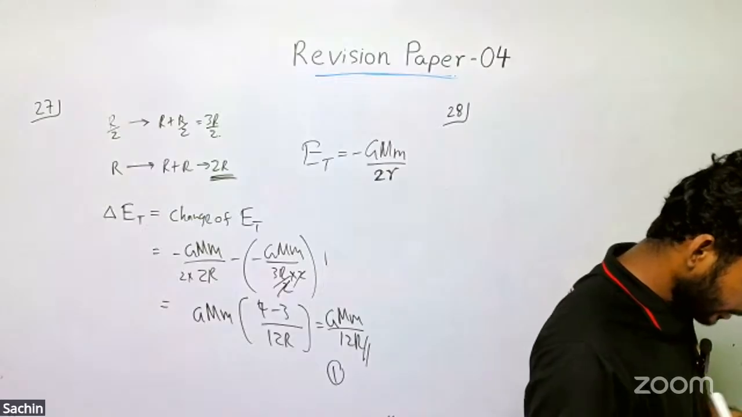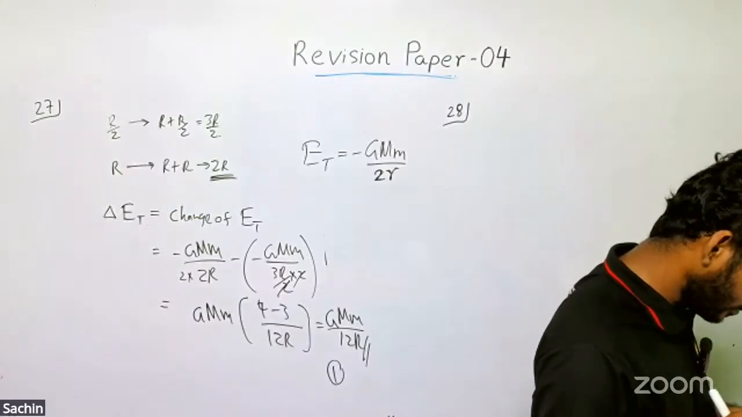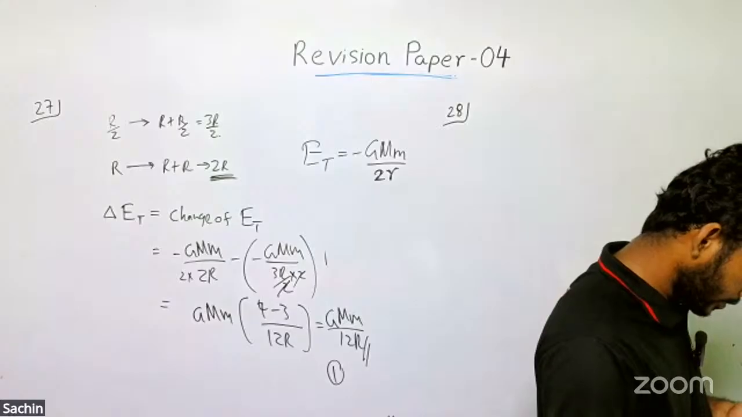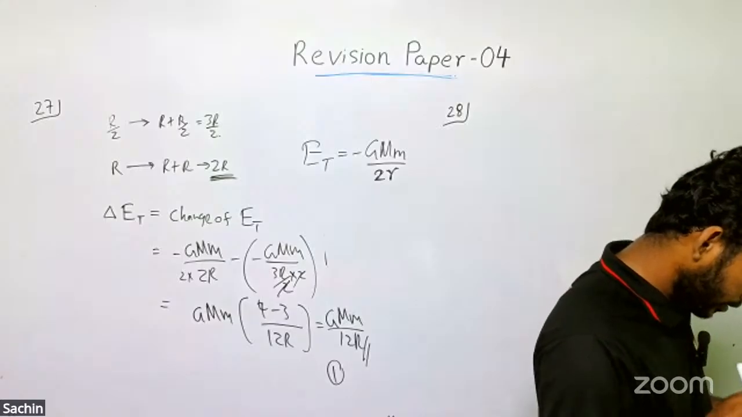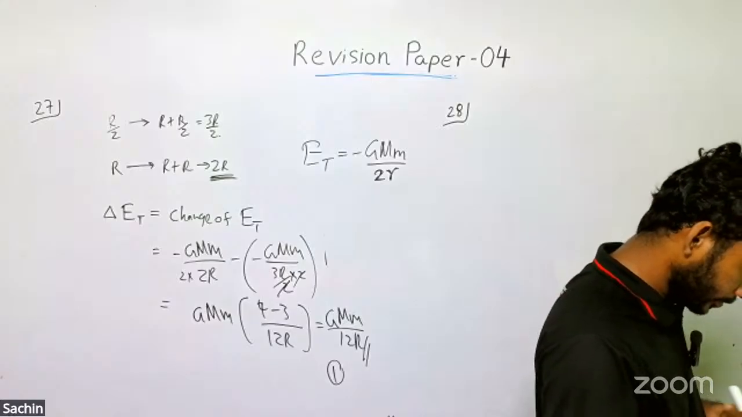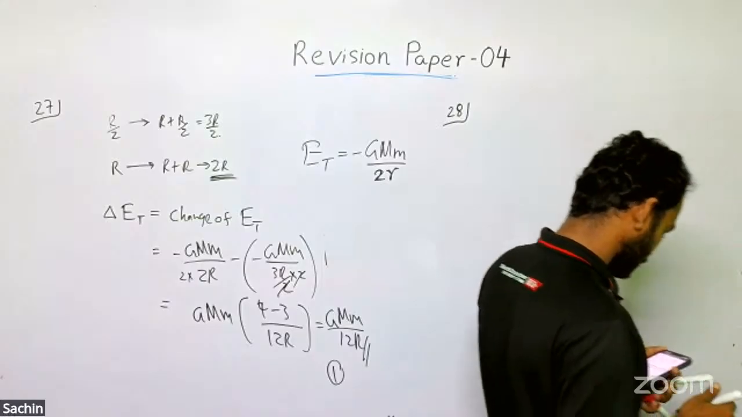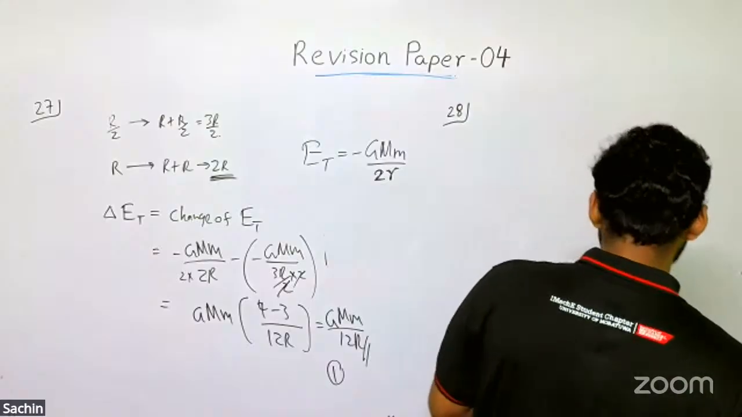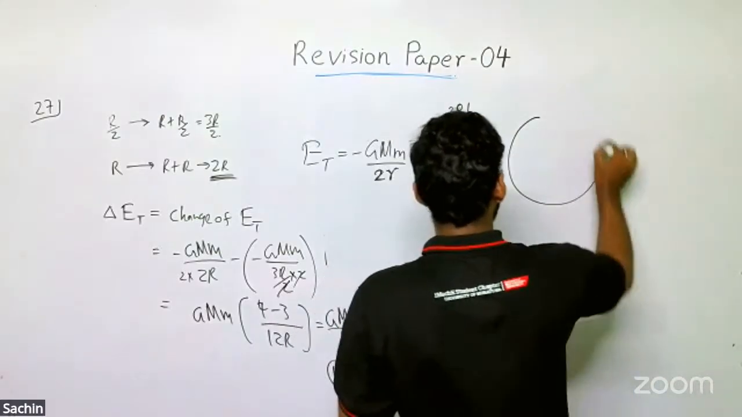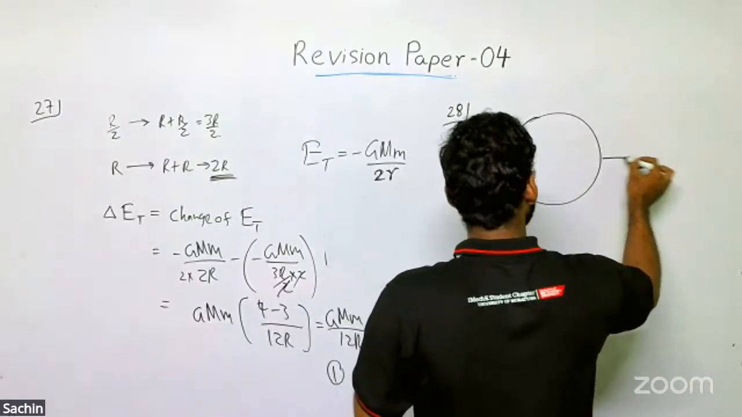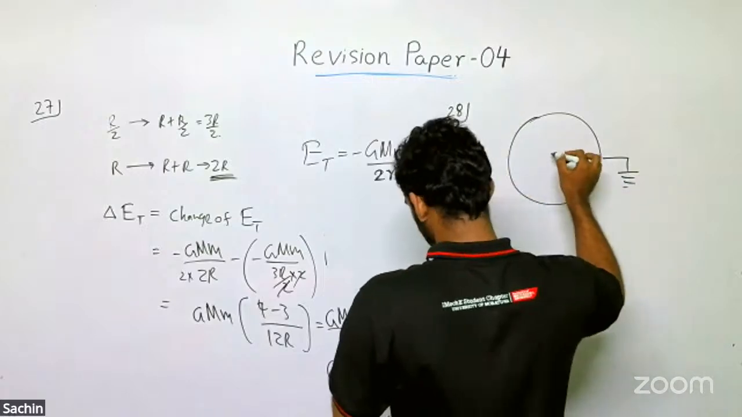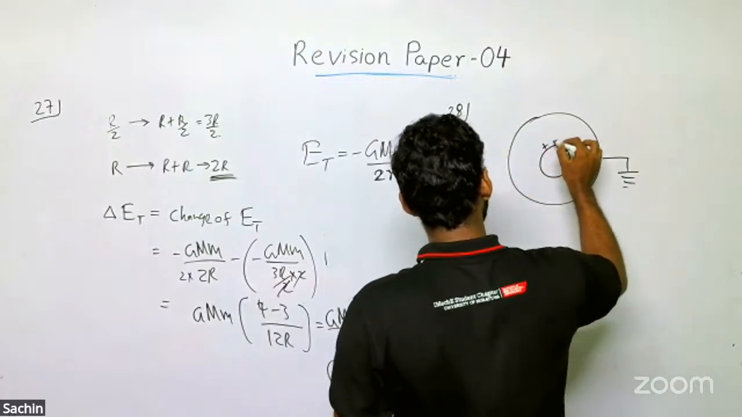This should again be corrected: various, not various, it should be vary, with the distance r measured from the center towards the outwards. Okay. So the outer sphere is grounded and the inner sphere contains some charge, it is positive.